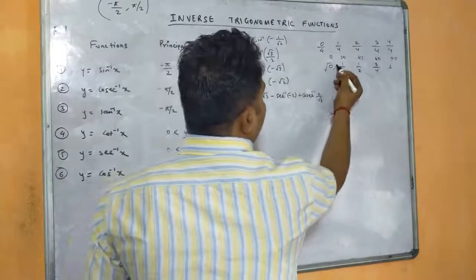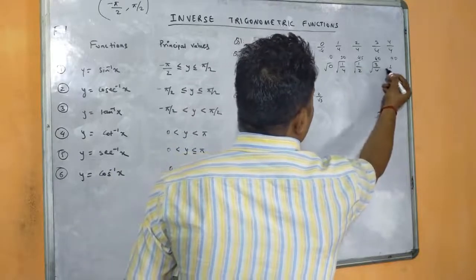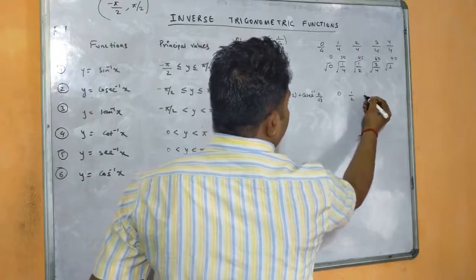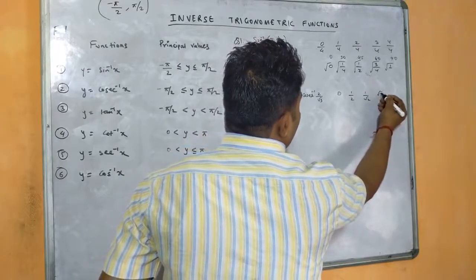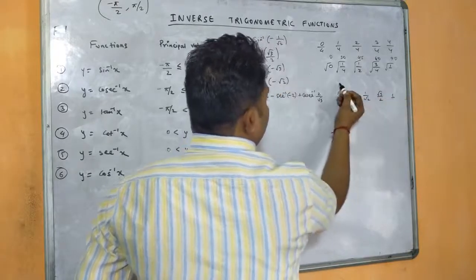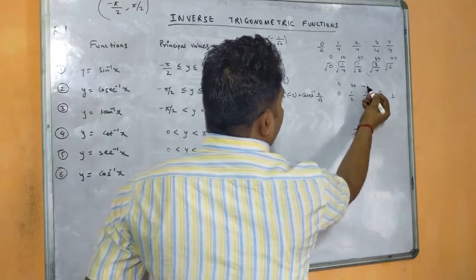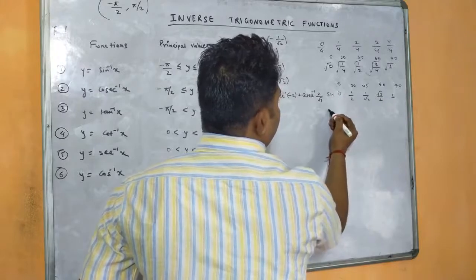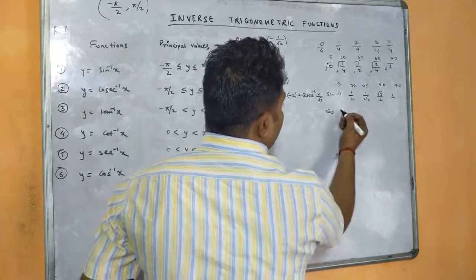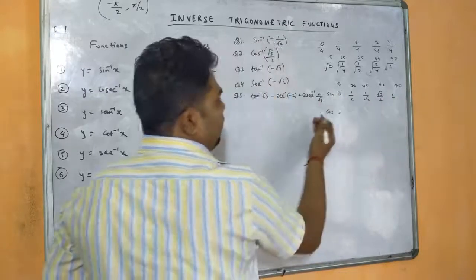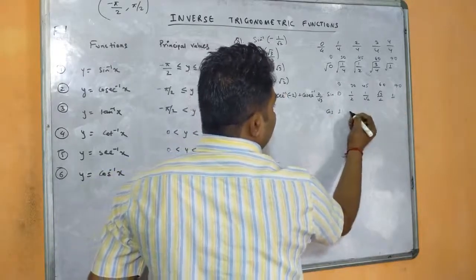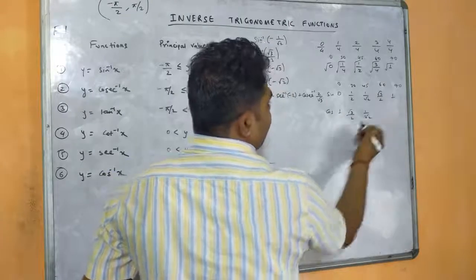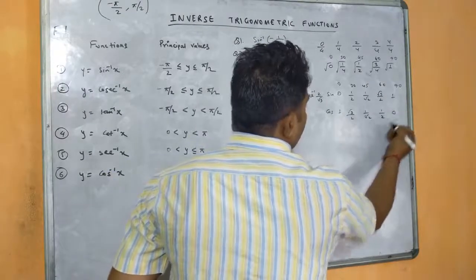Now we need to put a square root here. After placing the square root, we will be getting 0, 1 by 2, that is 1 by root 2, root 3 by 2 and 1. That means 0, 30, 45, 60, 90. So the first one is for sine, second one will be for cos. That means we will just write the opposite: 1, then root 3 by 2, then 1 by root 2 will be unchanged, 1 by 2, 0.